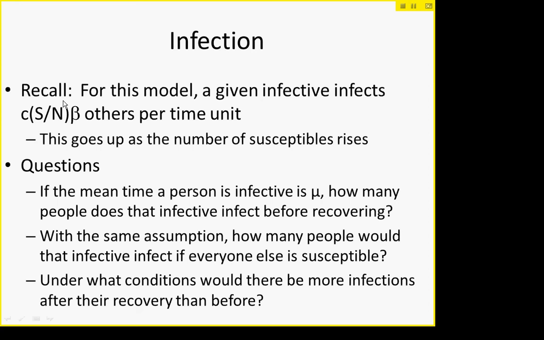Okay? So here's the question. If the mean time a person is infected is mu, they're infected for a duration of mu time units, how many people does that infective infect before recovery? Let's assume that number of susceptibles isn't changing, that it's large enough that it's essentially not changing because of this person's effects. How many people will they infect before recovering? So if they're infecting this many per time unit, how many people will they infect per unit time? This is not a trick question. Yeah, you just multiply by it. This per unit time, you make $10 an hour, you work 6 hours, make $60. Okay.